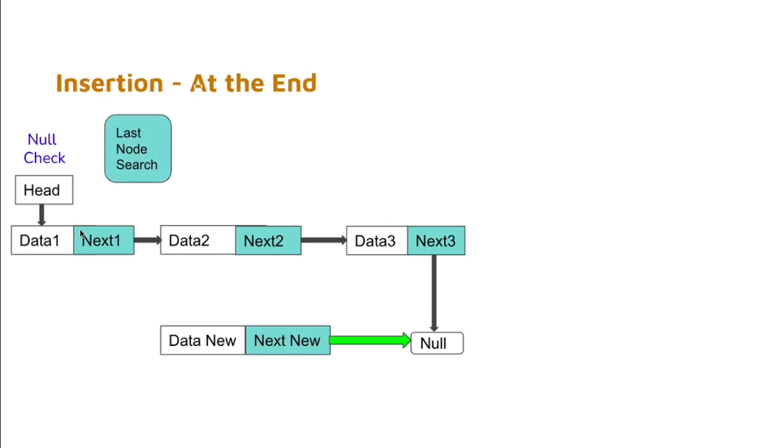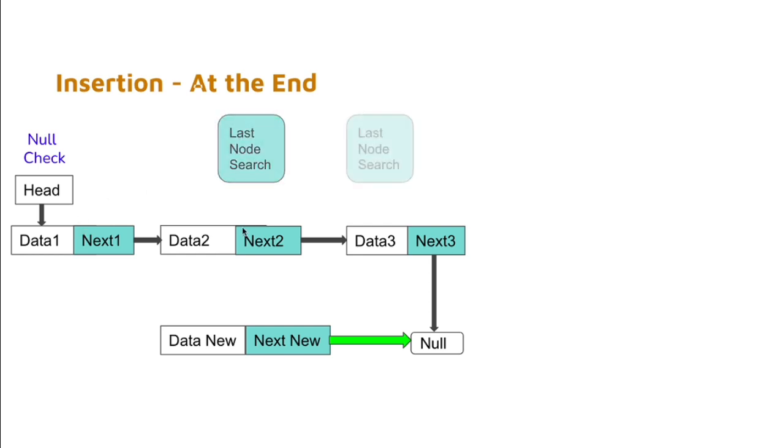From the first node we'll go to the second node, then the third node, and finally we'll find that this next is null, which means this is the last node, and then we can create a link. This link will not exist, because the last node will point to the new last node, and then this is a new linked list, right? So that's how we can insert any element at the end.